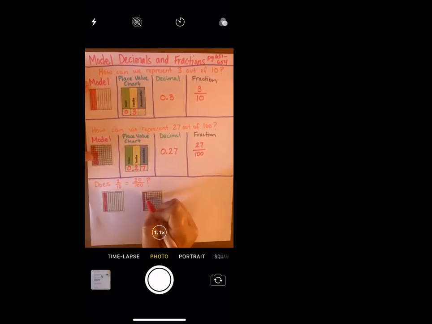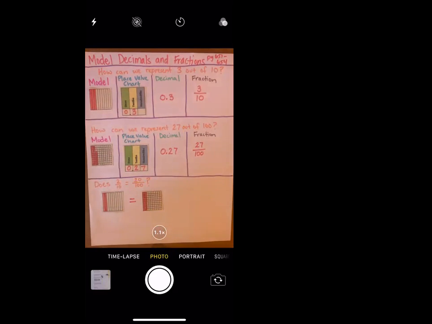And then this whole column is also 10. So I shaded 2 columns here. I also shaded 2 columns here because in each column there are 10 hundredths. So that means that 2/10 is equivalent to 20 hundredths because they both are the same amount. They have the same value when we put them in a model. Okay, 2/10 equals 20 hundredths.